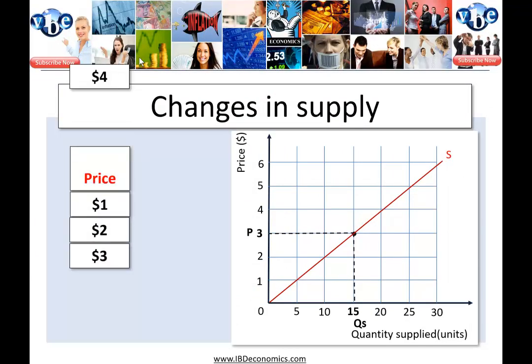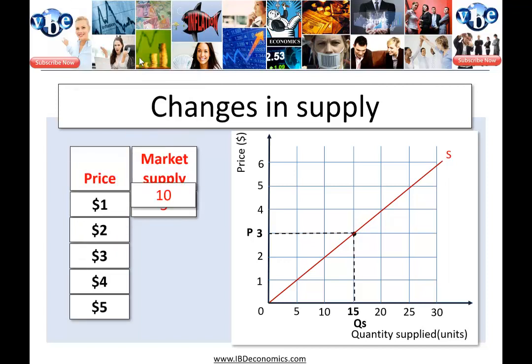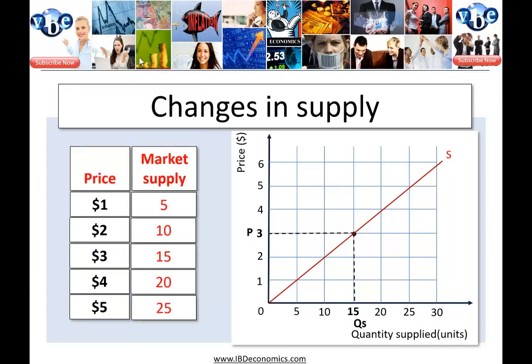Right, we can model changes in supply, no problem at all, just like we could model changes in demand. Okay, so different prices here, $1 to $5, market supply. We have an increase in supply. So at those prices, more quantity is being supplied to the market. That results in an increase in supply, a shift of the supply curve to the right. More is being supplied to the market at each and every price.